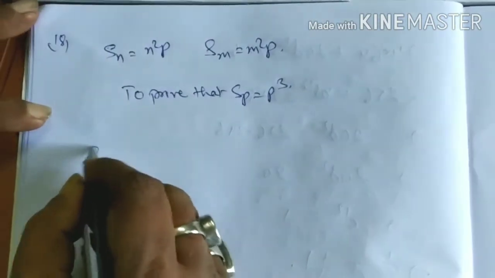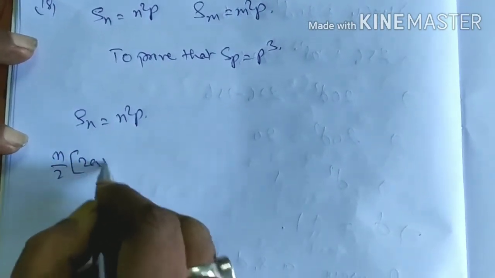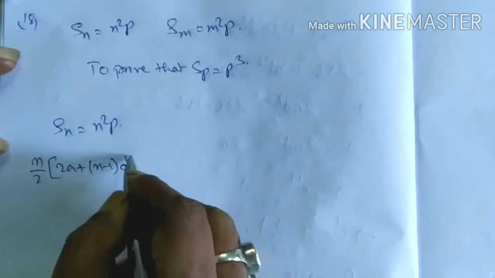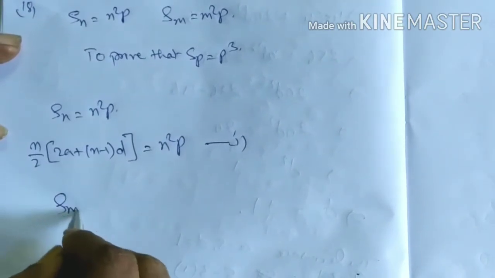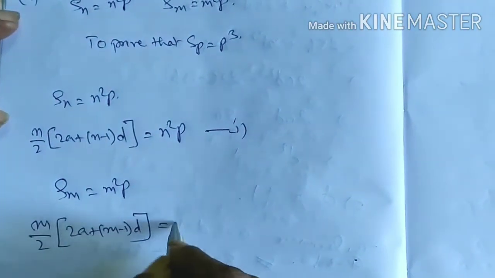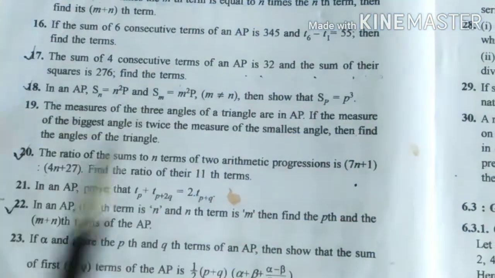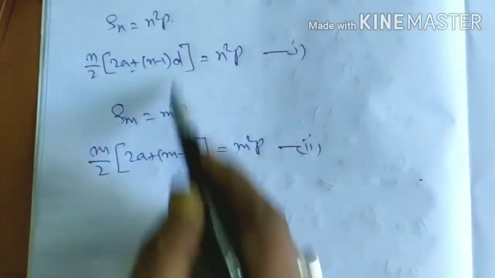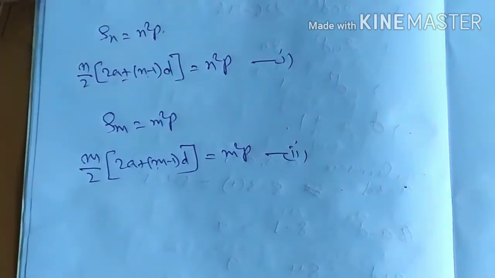So see, Sn is equal to n square p. Sn means n by 2, 2a plus n minus 1 d, that is equal to n square p. This is your equation 1. Sm is equal to m square p, m by 2, 2a plus m minus 1 d is equal to m square p. That is equation 2. Because the two are of the same AP, therefore your a and d in both the equations are the same. Only the terms are different, n and m. Here it is n, here it is m.